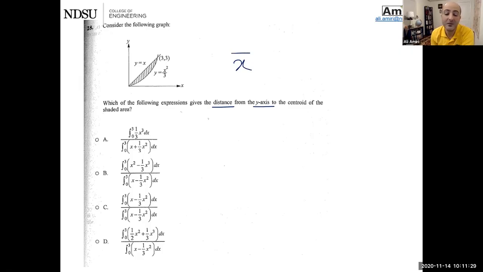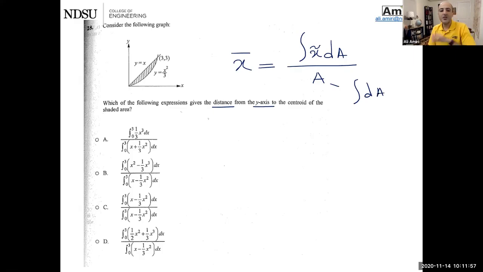It's opposite all the time. Okay. So we're looking for x bar. That's one step. X bar is the integral of x tilde dA over the integral of dA. This is one of the topics and problems that can be intimidating or scary, where you say, well, this takes too much, but usually these problems are really easy.